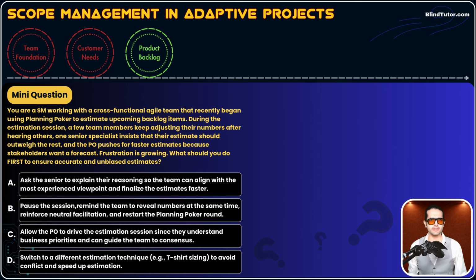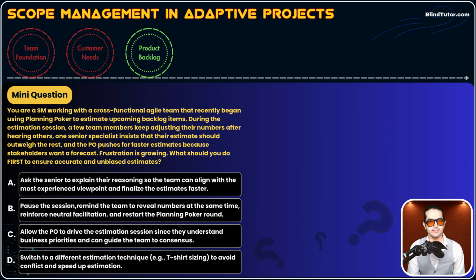You are a Scrum Master working with a cross-functional Agile team that recently began using planning poker to estimate upcoming backlog items. During the estimation session, a few team members keep adjusting their numbers after hearing others. One senior specialist insists that their estimate should outweigh the rest, and the product owner pushes for faster estimates because stakeholders want a forecast. Frustration is growing. What should you do first to ensure accurate and unbiased estimates?